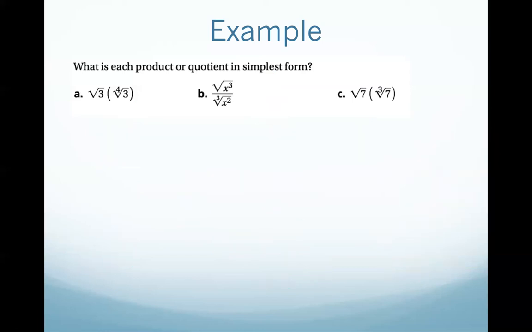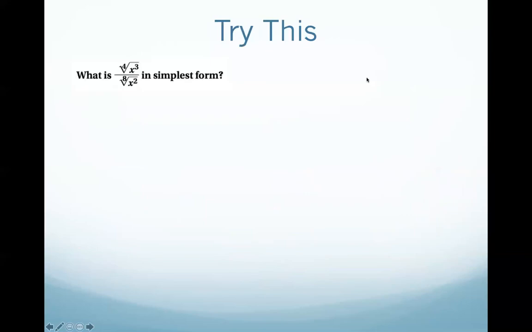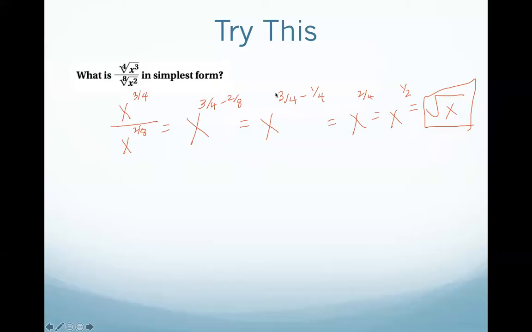Okay, I have one for you to try. So go ahead and try this. So the first step is to convert it into rational exponent form. The 4th root means it's going to be an exponent over 4, x to the 3/4 divided by x to the 2/8. I notice that 2/8 simplifies to 1/4, so that's going to be nice. 3/4 minus 1/4 is 2/4, which again simplifies, so we just have x to the 1/2. So we can write that whole thing as just the square root of x.